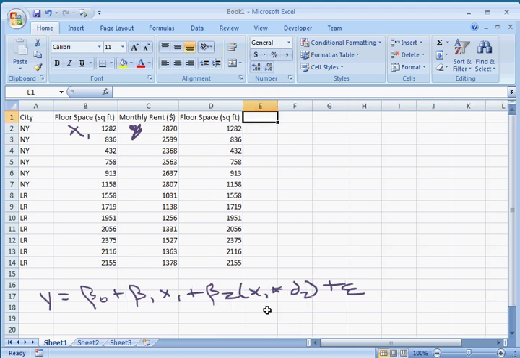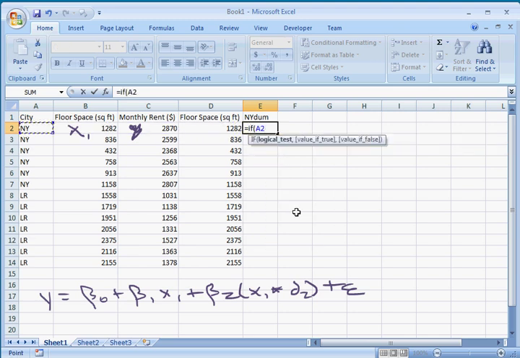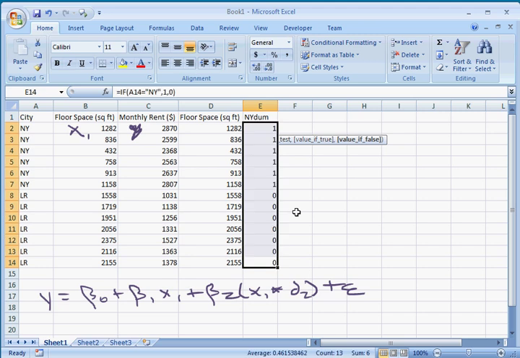We also want to have our dummy. We're going to need to create a dummy here. So I'll call it ny_dum. It's going to be if this equals NY, value of true is 1, value of false is 0. Clearly we could have just done 1, 1, 1, 1.